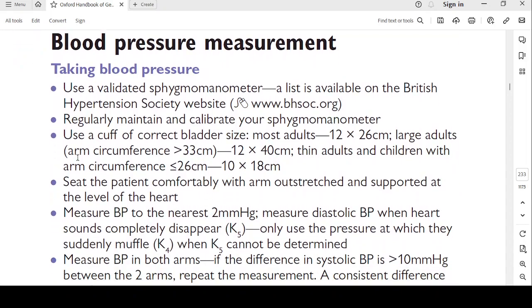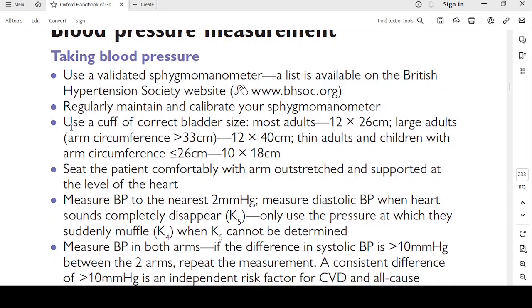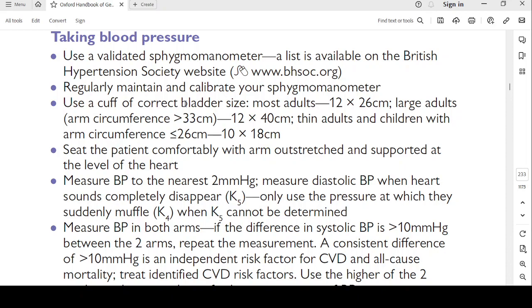Blood pressure measurement. Taking a blood pressure: use a validated sphygmomanometer. A list is available from the British Hypertension Society. Regularly maintain and calibrate your sphygmomanometer. Use a cuff of correct bladder size: for most adults, a 12 by 26 centimeter cuff; for large adults with arm circumference more than 33 centimeters, 12 by 40 centimeters; and for thin adults and children with arm circumference less than 26 centimeters, a 10 by 18 centimeter cuff.